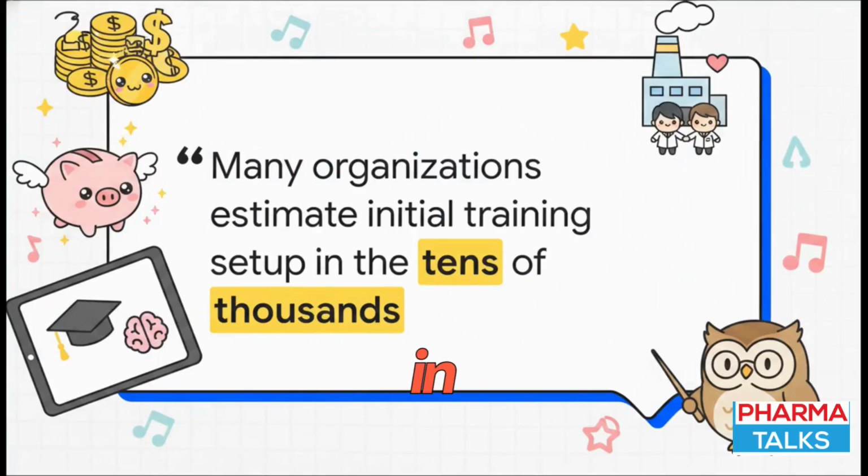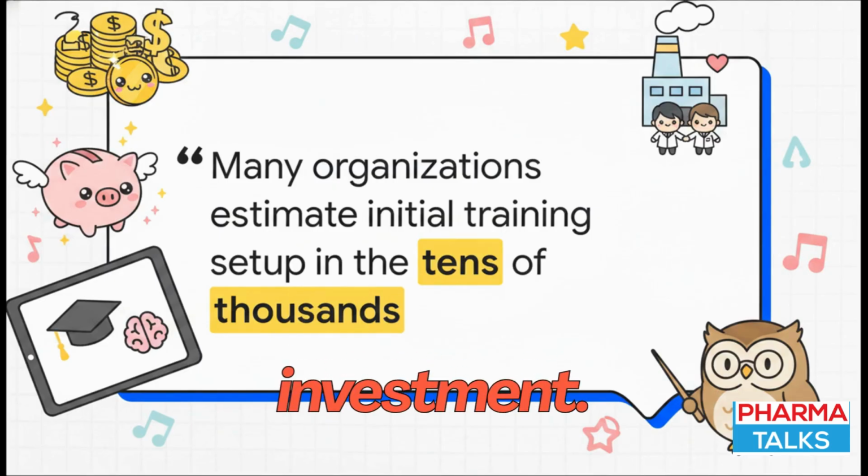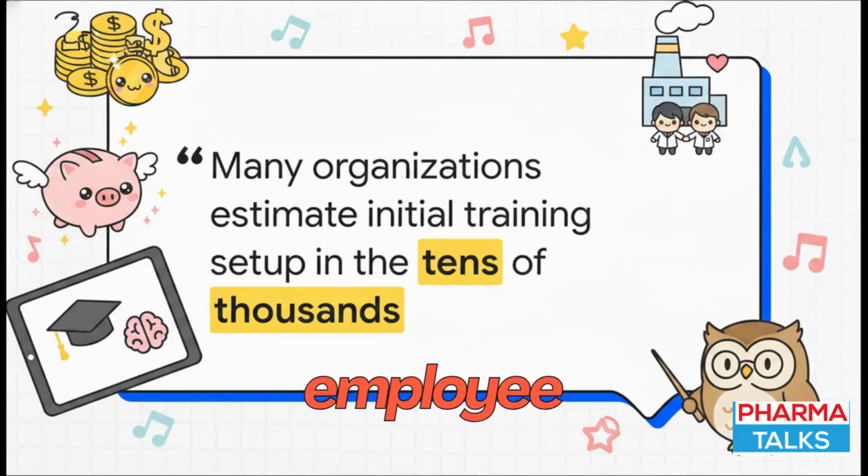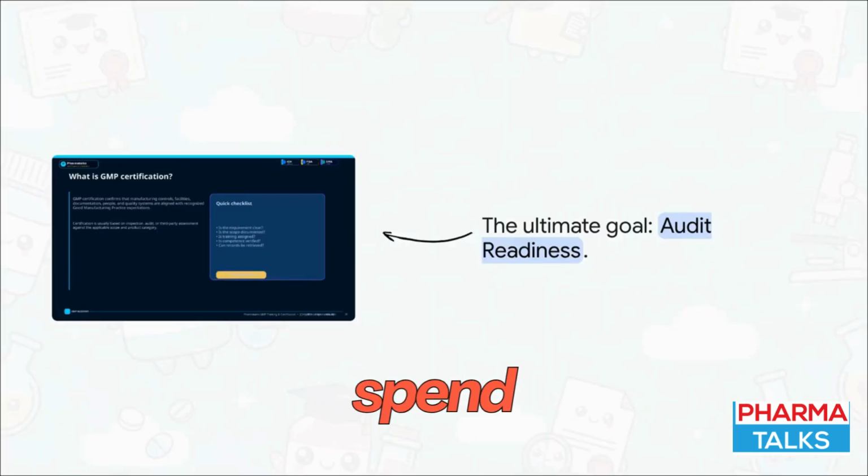And let's ground all of this in reality for a second with a tangible financial anchor. Setting this whole thing up is a massive investment. Organizations often estimate initial GMP training and setup in the tens of thousands of dollars. I mean, when you start factoring in learning management system setups, custom course development, trainer fees, and just the sheer volume of employee time away from the production line, it is a huge, significant cost driver that leadership absolutely has to plan for. But why spend all that time and all that money?